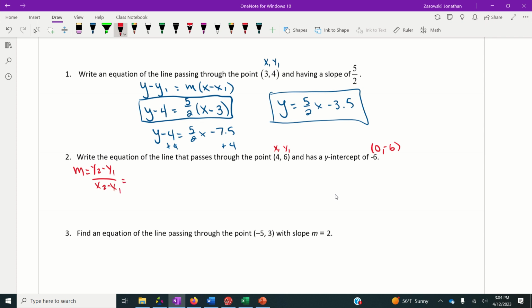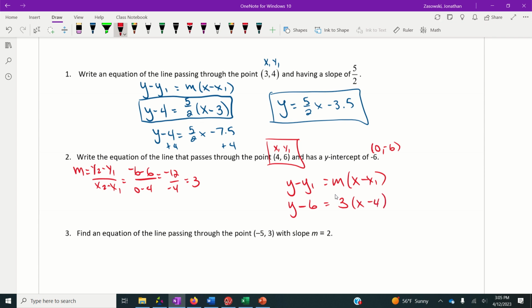And if you had graph paper or a scrap graph, you could graph the points and just count the rise over run. This is going to be y2, so -6 minus 6, which is -12, over 0 minus 4, which is -4. And so we get a slope of 3. So now we're going to pick the point. We got our slope. And so now we're going to do y minus y1. So y minus the y coordinate, 6, equals the slope, which is 3, times x minus x1, which is just x minus 4. And that's it.